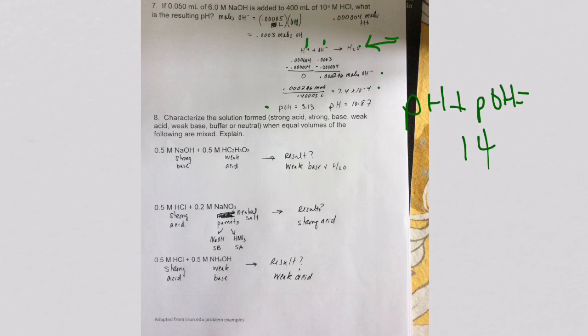All right, very last one here. These are just some mixtures, and you're trying to predict what the product is going to be. First one is a strong base and a weak acid going together, and you end up getting a weak base and water. With HCl, you have a strong acid, and then this is a neutral salt. The reason it's a neutral salt is because the two parents are a strong base and a strong acid. Since this neutral salt is not really doing anything in the reaction, you just end up getting a strong acid at the end.